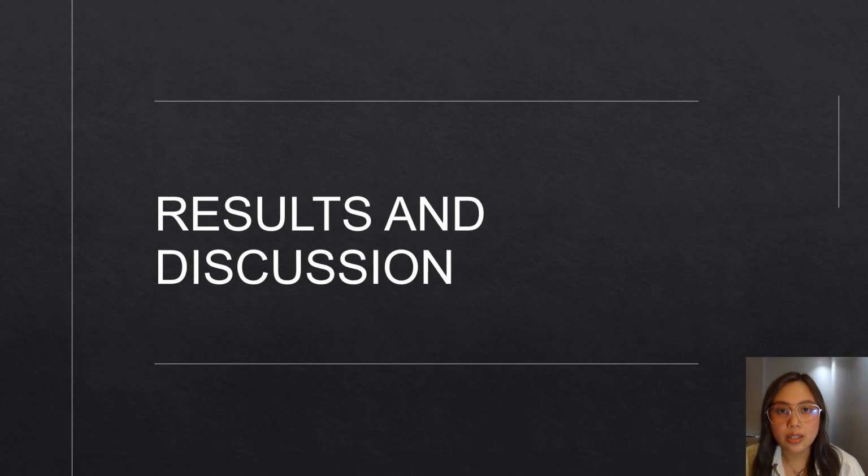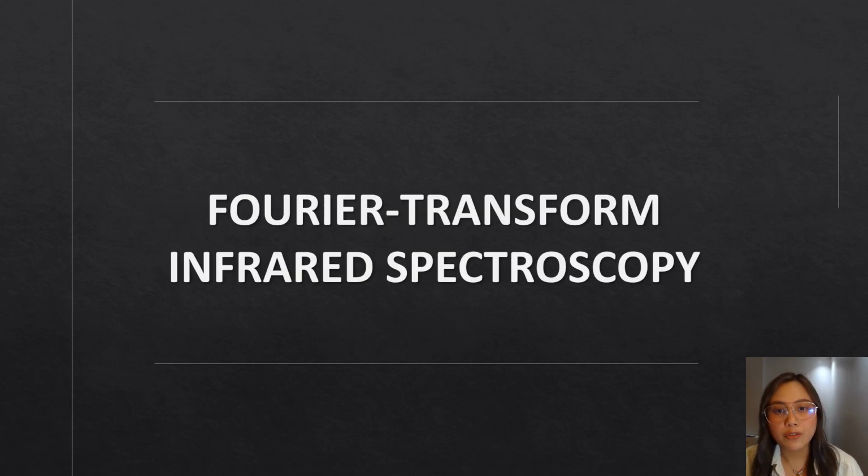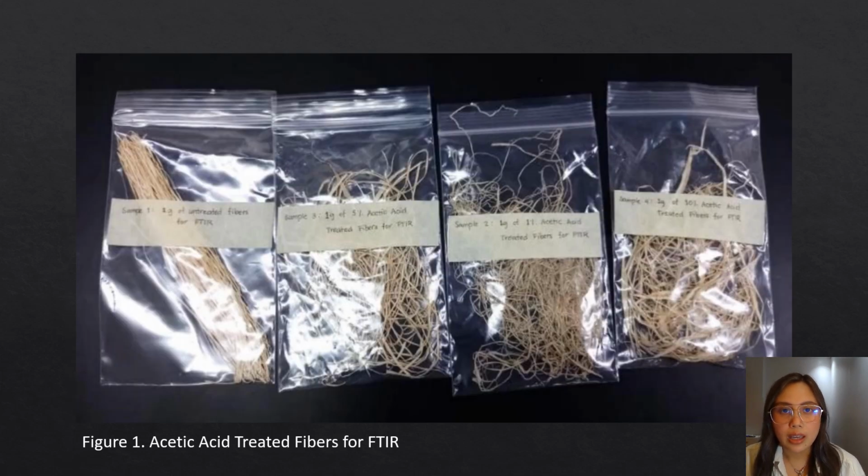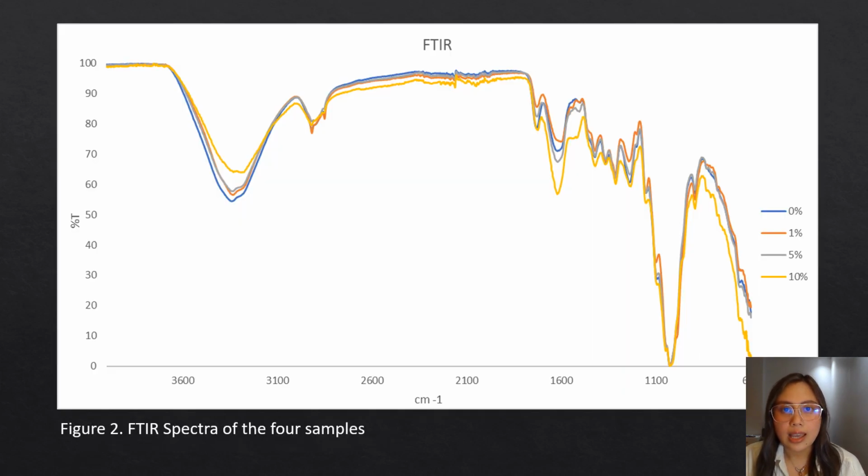For our results and discussion, we'll now proceed to this. Firstly is the Fourier transform infrared spectroscopy. Here are the treated fibers we submitted to DOST 3 years ago. As we can see in figure 2, this is the FTIR spectra of the 4 samples, and here are the colors representing each concentration: 0% for the untreated, 1%, 5%, and 10% for the treated.